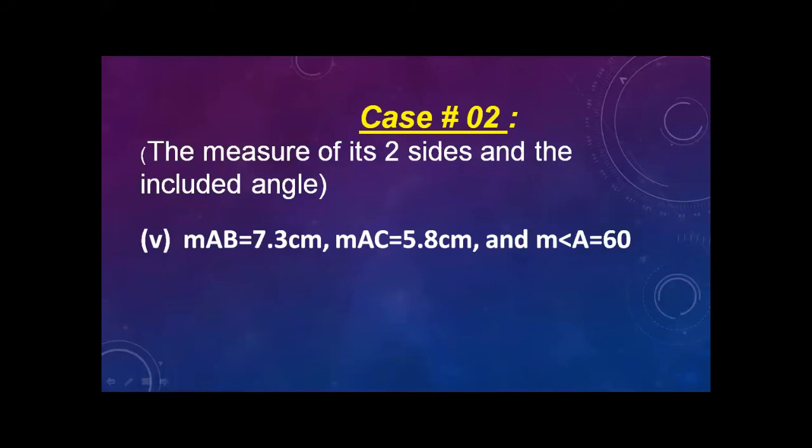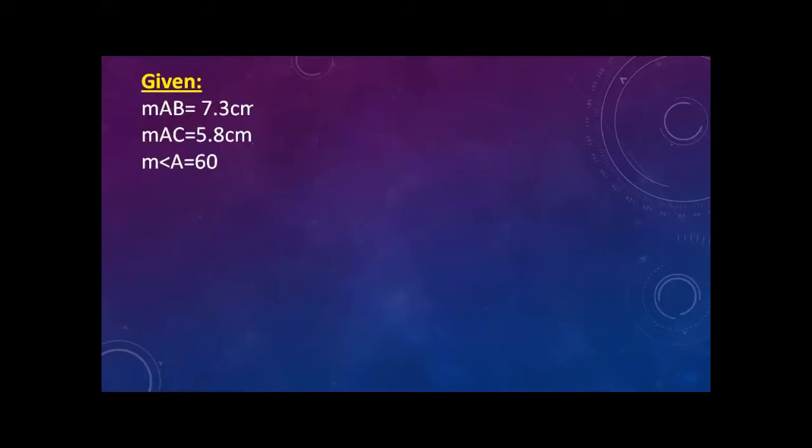Now let's start the construction work. What is given in the question? Measurement AB equals 7.3 centimeter. Measurement AC equals 5.8 centimeter. And the third one is the angle, that is 60 degree.